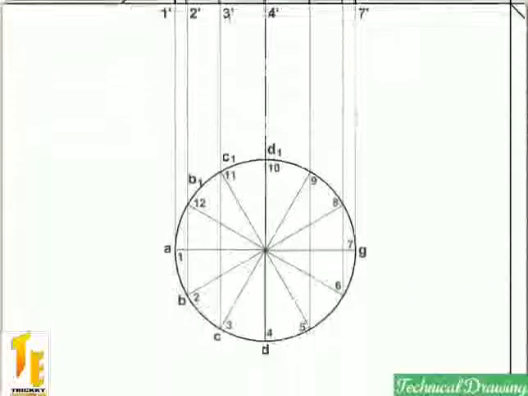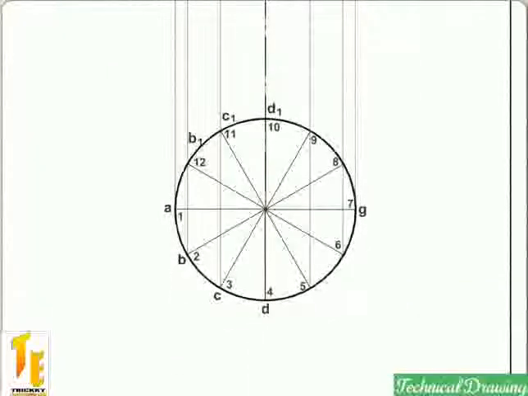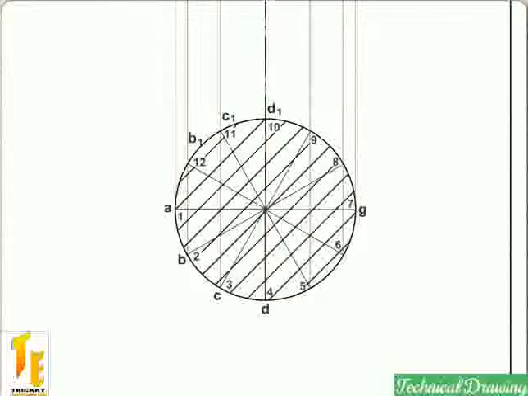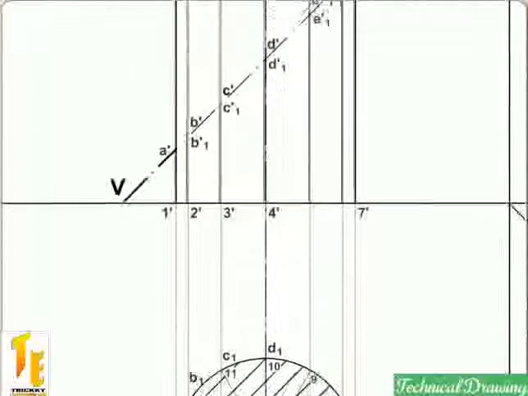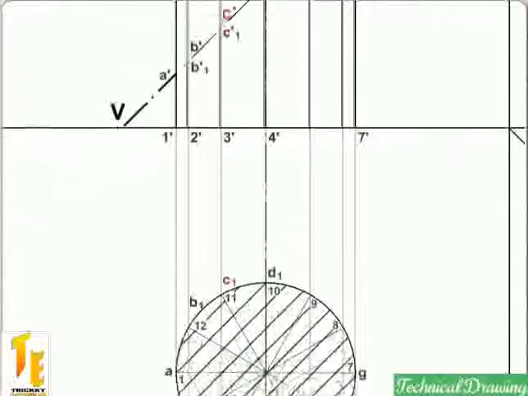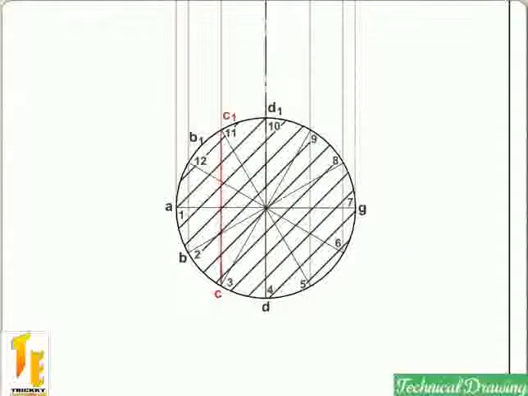In the top view, these points lie on the circle and hence the same circle is the top view of the section. The width of the section at any point, say C', will be equal to the length of the chord C1 in the top view.